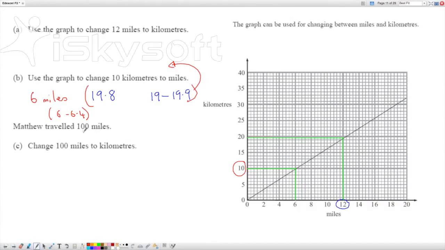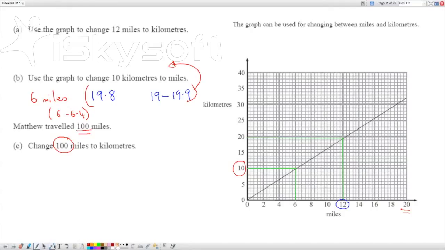Now we're told that Matthew travelled 100 miles. If we look here on our y-axis, it doesn't go up to 100. So we're going to have to use the information we've already used previously to help us work out how many. Sorry, we're looking at 100 miles, not kilometres. So if we look across here, we only go up to 20 miles. So let's have a look here at 20, or we could have a look at 10, and we're going to have to multiply to get through to 100 miles.